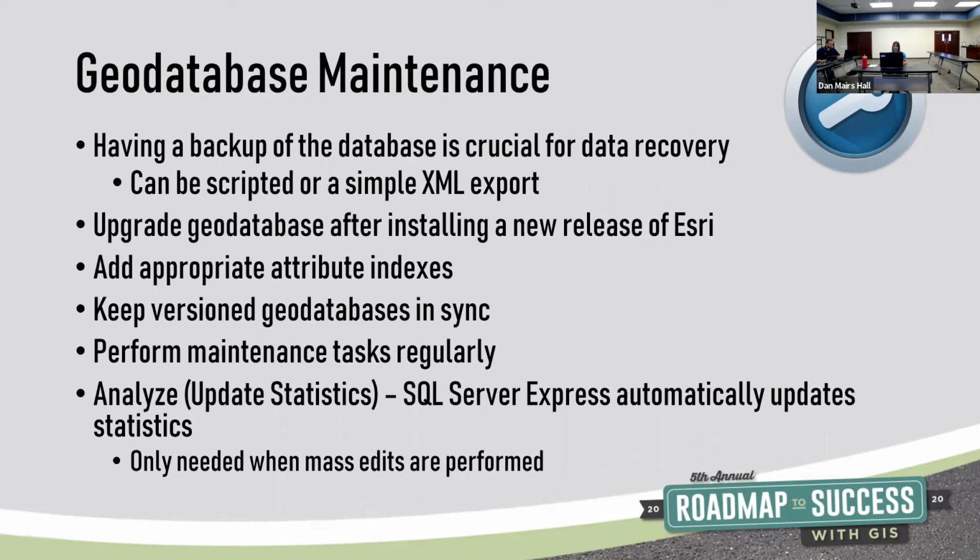Add appropriate attribute indexes. That's per feature, table, and field. For example, I recommend adding indexes on anything that is queried, searched, or symbolized on. And this is going to help speed up your map quite a bit, actually.